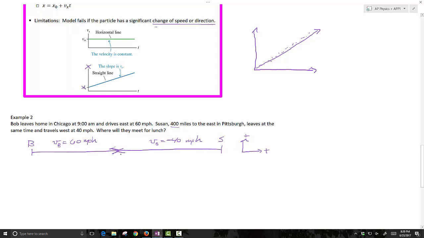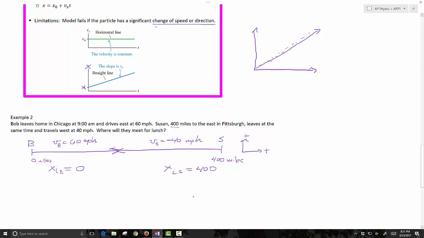We also need to define an origin. So I'm going to go ahead, since we're just going to do it traditionally, I will say that this is 0 miles. And that means that Susan, she's 400 miles away, so this is going to be 400 miles. Okay? Now from this, I can get the initial position. So the initial position of Bob, that's an i, is 0. And the initial position of Susan is 400.